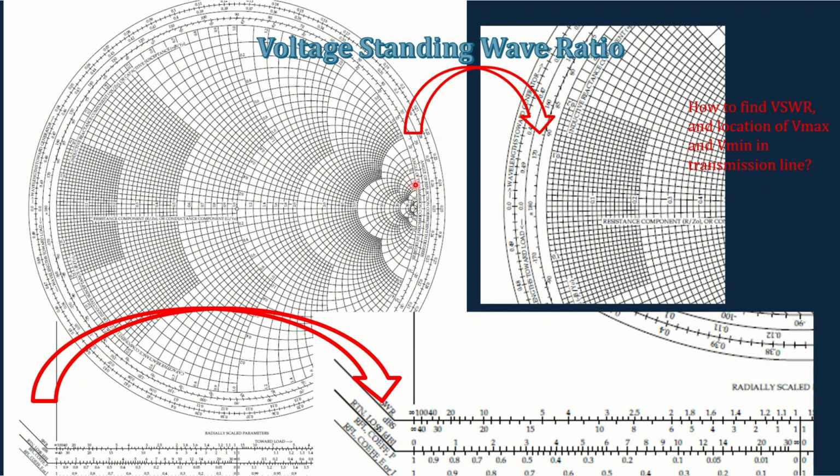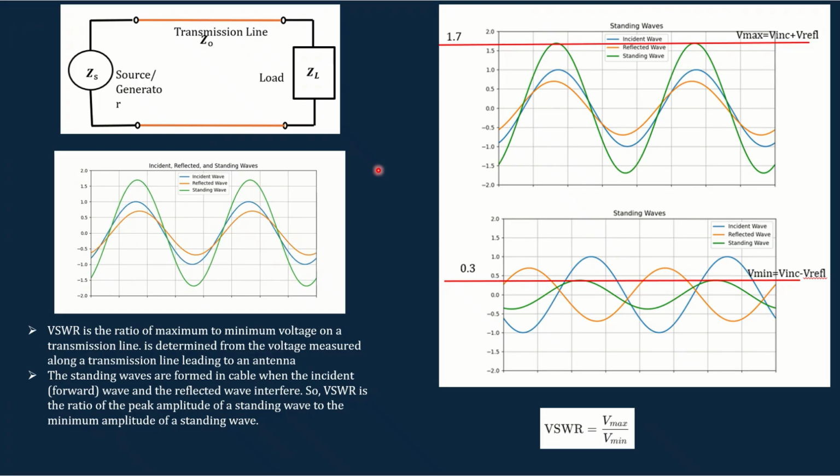Here we are going to see how we can use the Smith chart to find out the VSWR and the location of Vmax and Vmin in the transmission line using the Smith chart. Let's start with what is meant by VSWR.